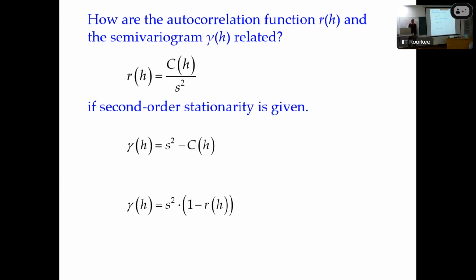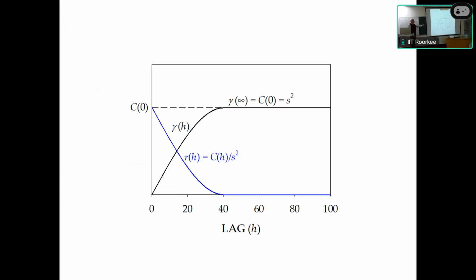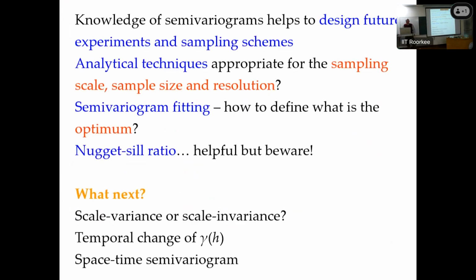Yes, exactly. I said these equations do not work exactly. Only for second order stationarity. Yes, thank you for pointing at that. And then this gives the graphical representation of both. This is in an ideal world, which is not out there, which is not existing.